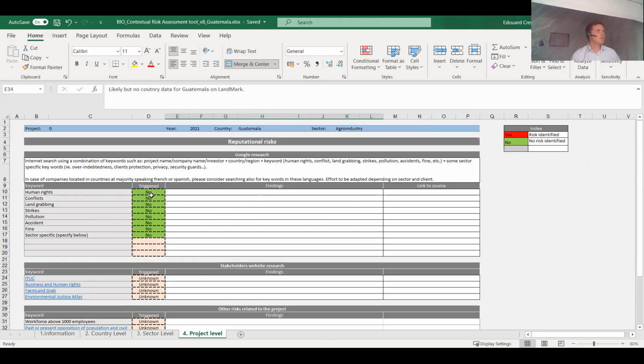And then we look at the project level. Here we perform a Google search analysis using the name of the company, together with keywords like human rights, conflicts, land grabbing. To the extent possible, we try to use the local language.